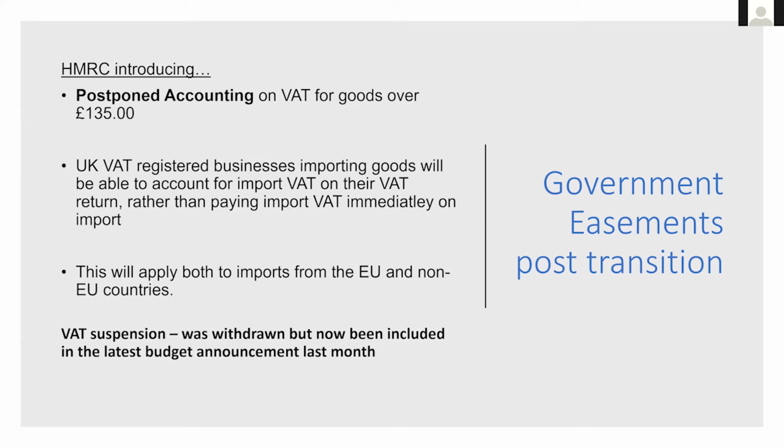So moving into government easements post-transition, the UK government introduced postponed VAT accounting as a temporary easement last year. However, it was withdrawn on the 30th of January this year. However, it's now been reintroduced, and it was announced in the recent budget by the Chancellor in March. Basically, postponed accounting will be introduced for imports from the EU and the rest of the world.